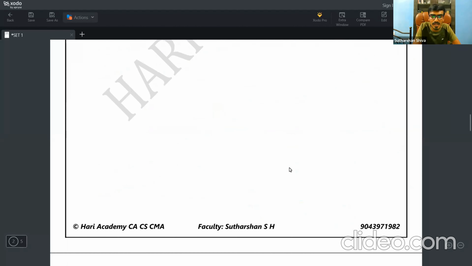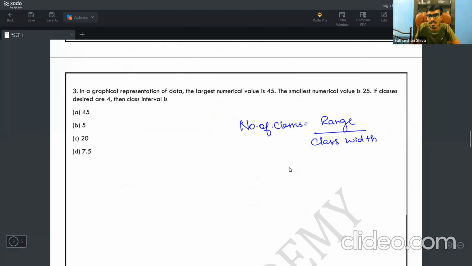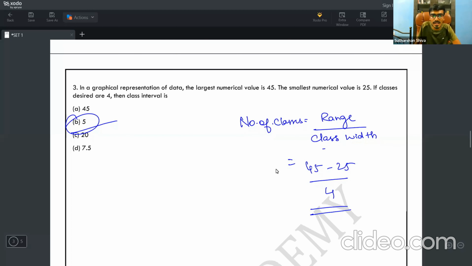Now come to question number 3. Here we have a formula: range divided by class width is equal to the number of classes. So take a calculator: 45 minus 25 divided by 4. That's it, our answer. The answer will be option B. Now you can interchange it. If you need the class interval, class interval means class width. So you will interchange it and calculate the data.